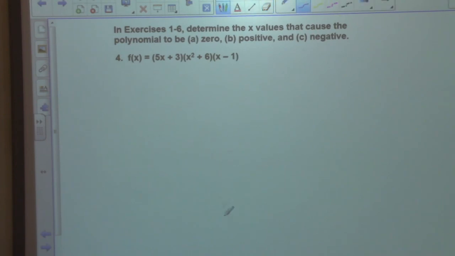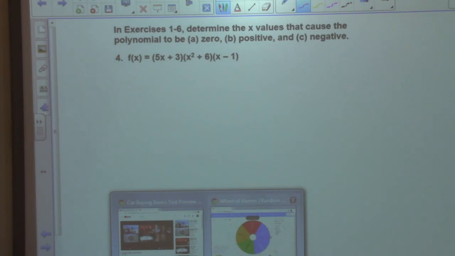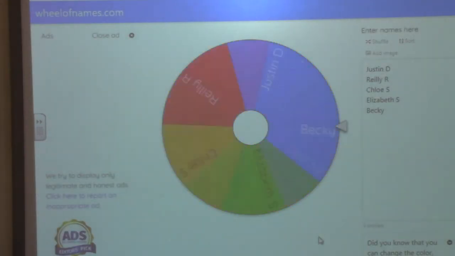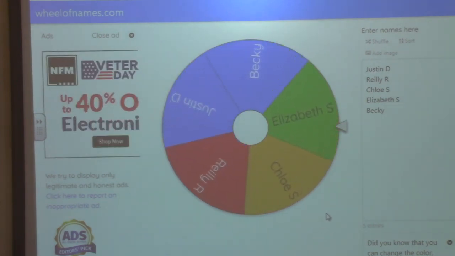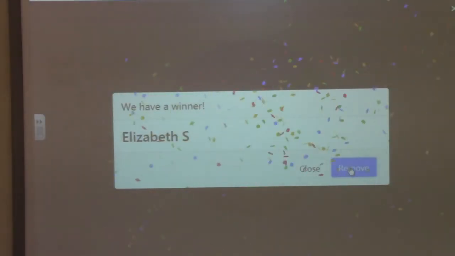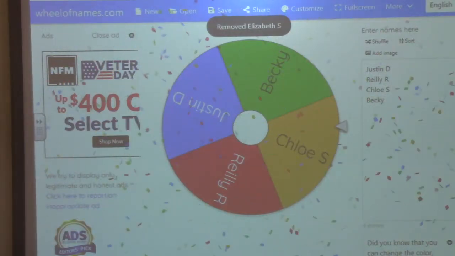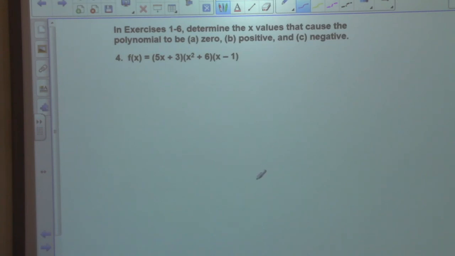All right, number 4. Let's see who's going to help us with this here. We got Elizabeth. All right, Elizabeth, what do you think for number 4?